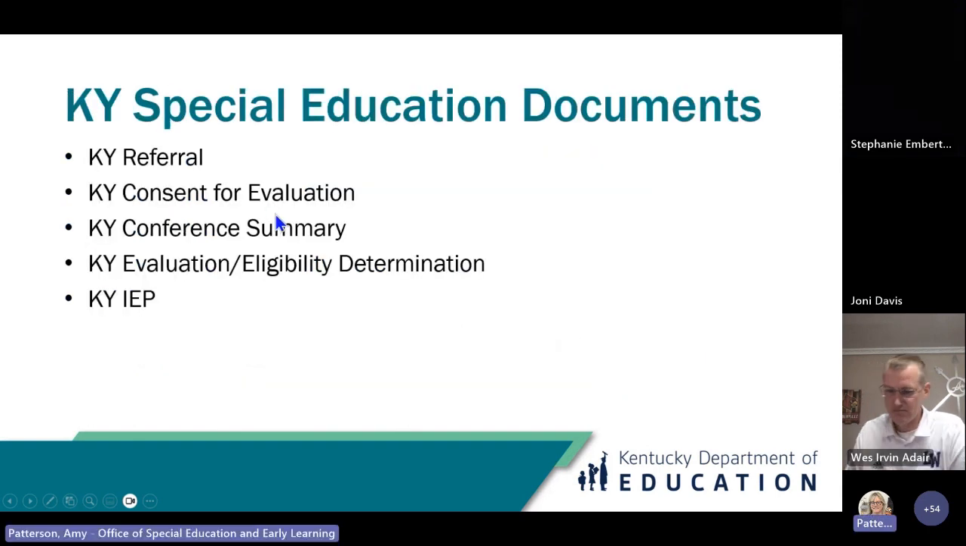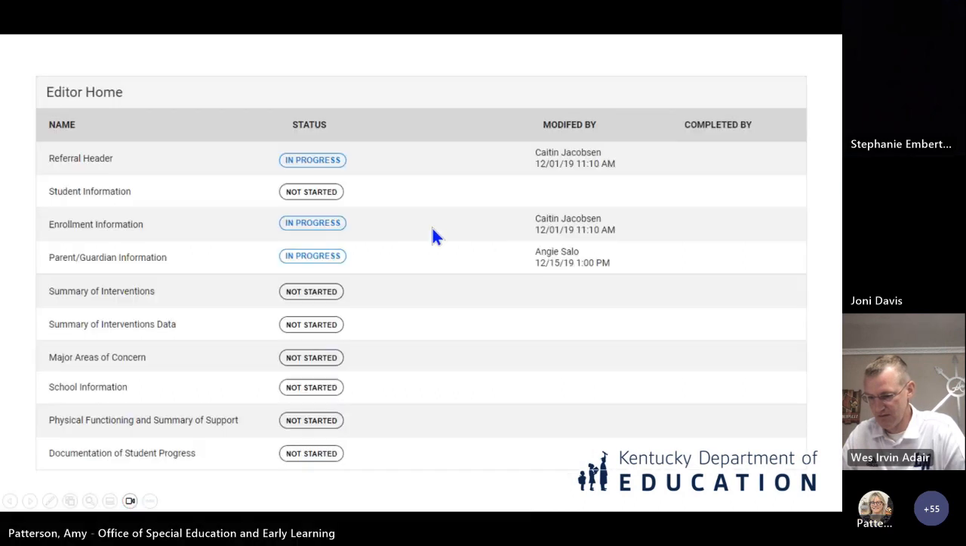These are the documents that were updated: the referral, the consent for evaluation, the conference summary, the evaluation eligibility determination, and the IEP. I'm going to go through and hit highlights for each one of these. This is what the editors landing page looks like. It gives each editor and says whether it's in progress or not started, who it was modified by, and who it was completed by.